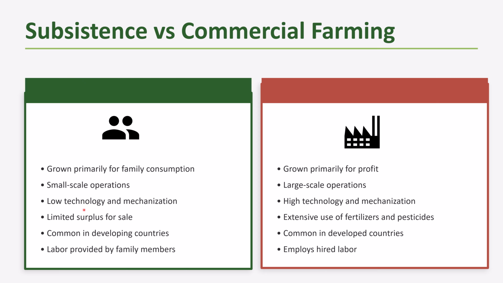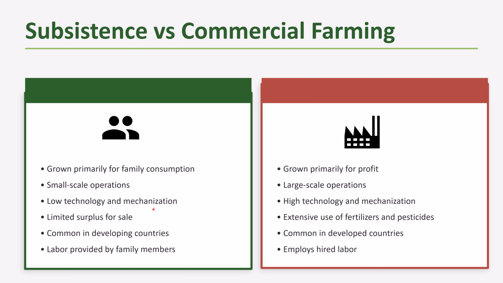On the left, we have subsistence farming. This is farming grown primarily for family consumption, meaning the goal is to feed the farmer's own household. It typically involves small-scale operations with low levels of technology and mechanization. Because the focus is on survival, there is a very limited surplus available for sale at market. It is most common in developing countries and the labor is provided by family members rather than hired help.